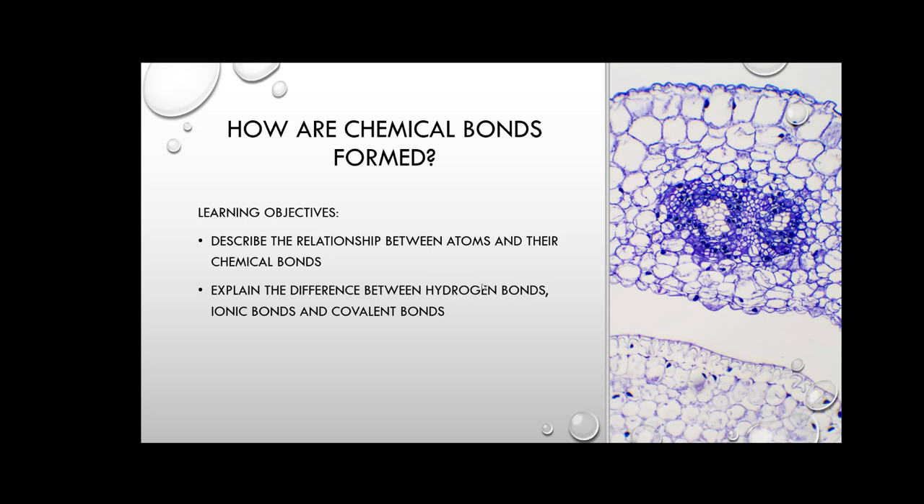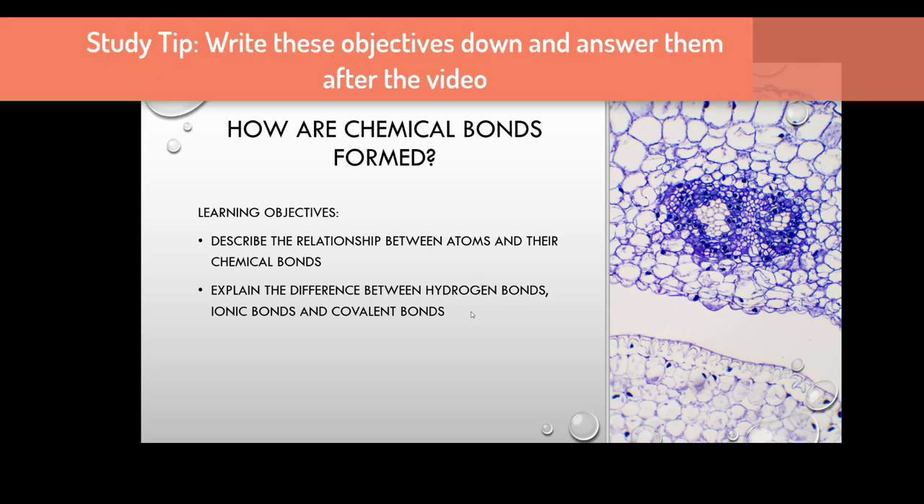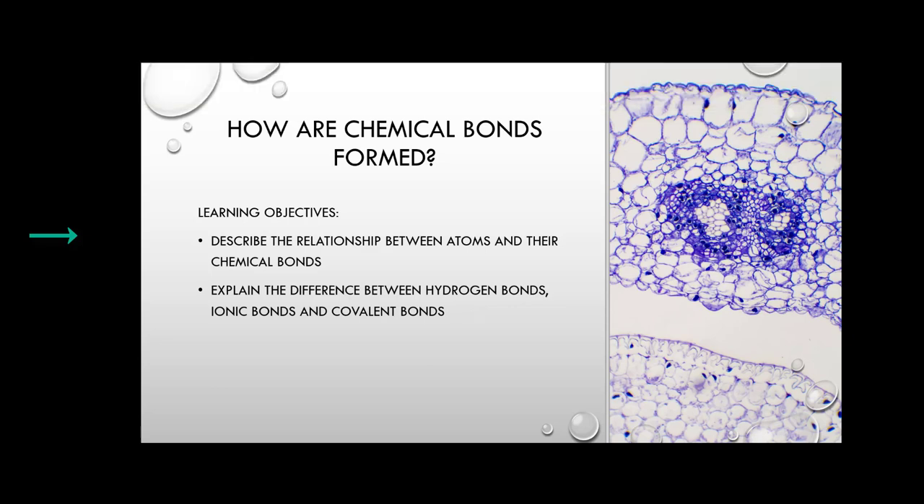So we have two objectives in this video. By the end of this video, you should be able to describe the relationship between atoms and their chemical bonds, as well as explain the difference between hydrogen bonds, ionic bonds, and covalent bonds.